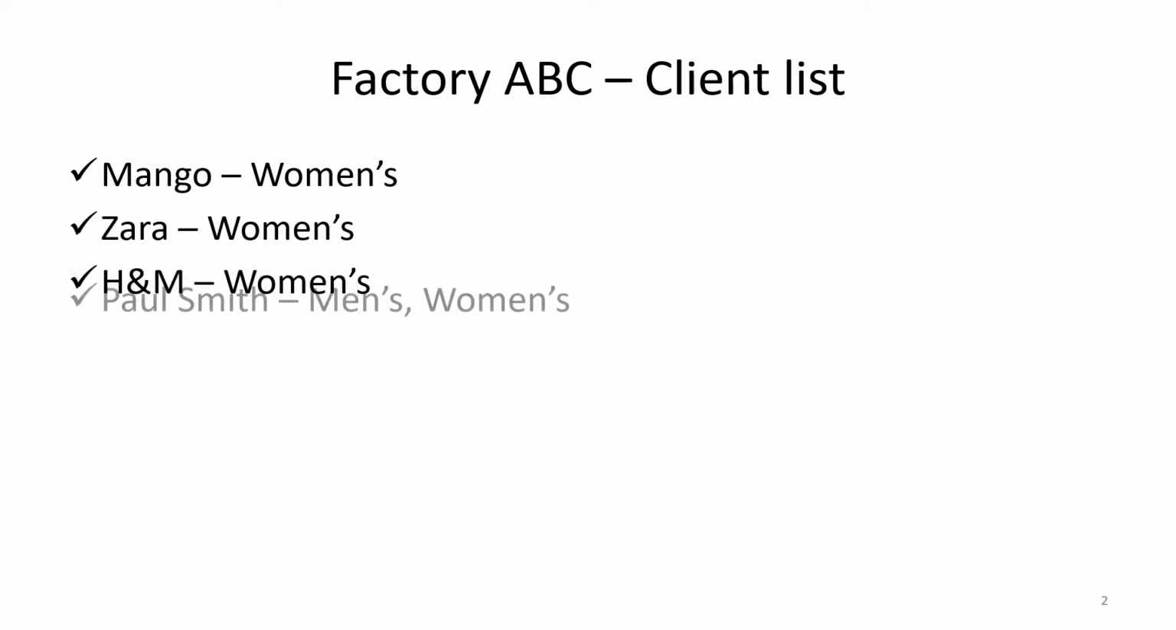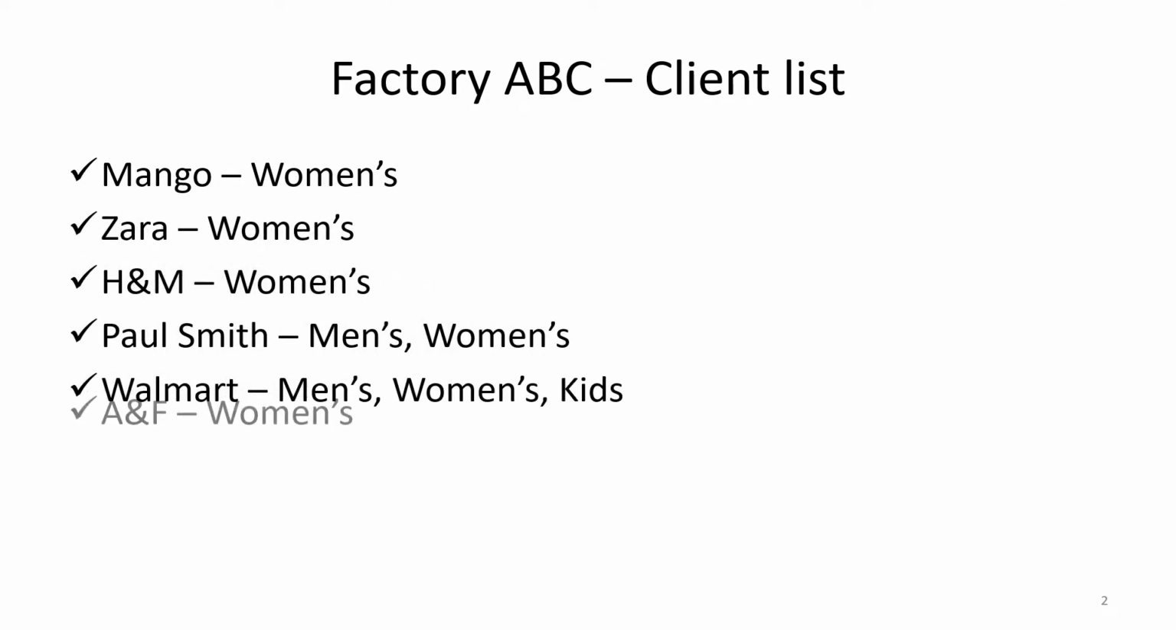Now, to explain the master list, we've taken an example of a factory ABC, a hypothetical factory. And to start with, if you look at the client list, any normal garment export factory would have clients like Mango, Zara, H&M, Paul Smith, Walmart, and Abercrombie and Fitch. Now, if you look at this list of the clients, along with the client's name, you can also see the name of the product.